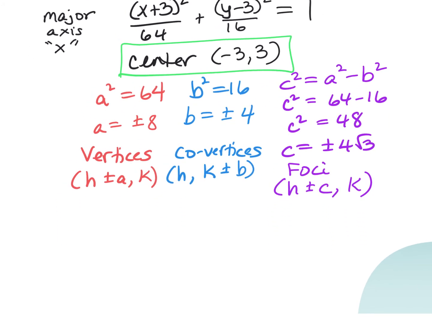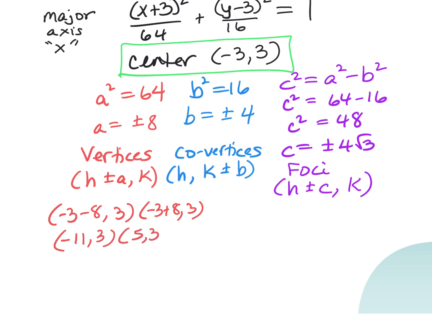So for the vertices, my center was at, the h was -3. And then I have to do -3 minus 8, comma 3, and then -3 plus 8. I'll try to do it next to each other. So then this becomes -11, comma 3 and 5, comma 3. Those are your vertices.